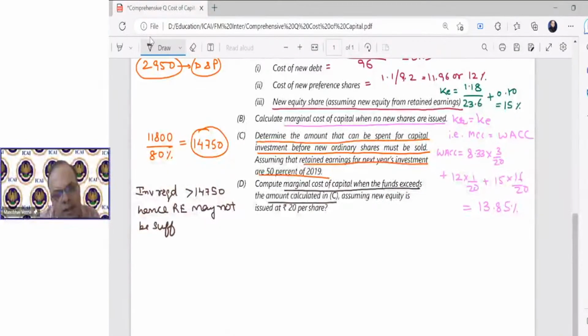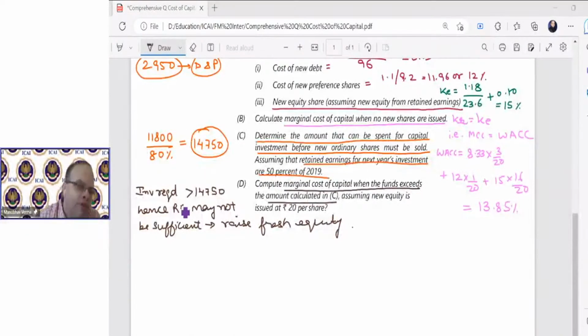And when I say retained earnings may not be sufficient, that means we say that raise fresh capital. Yes or no? And if I have to raise fresh capital, they're asking us to compute the marginal cost of capital. So for calculating the marginal cost of capital, we all understand which of the components will change, guys. That means only cost of equity, the new cost of equity, will change.